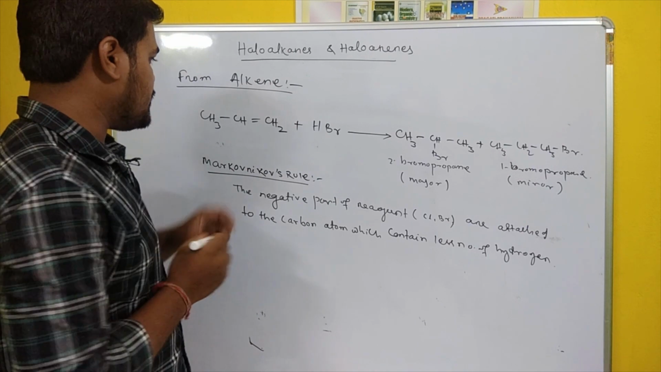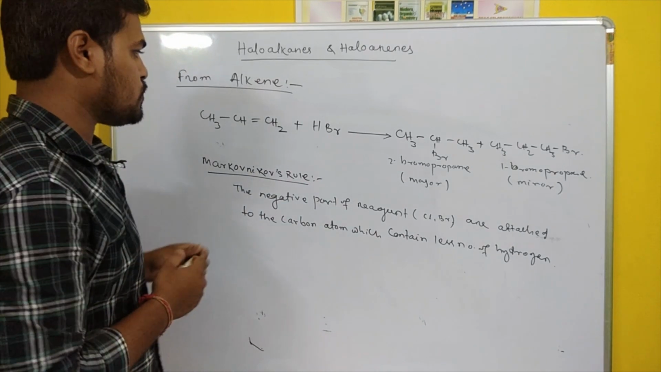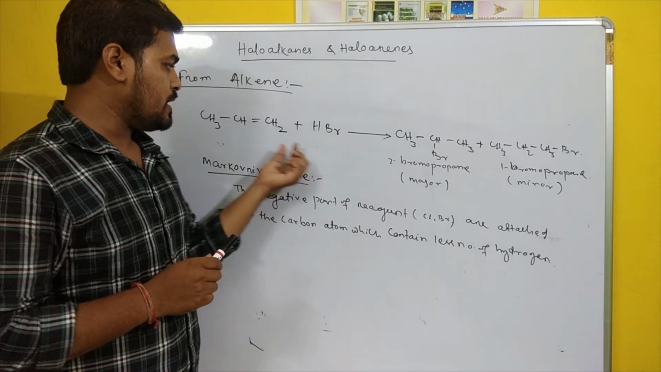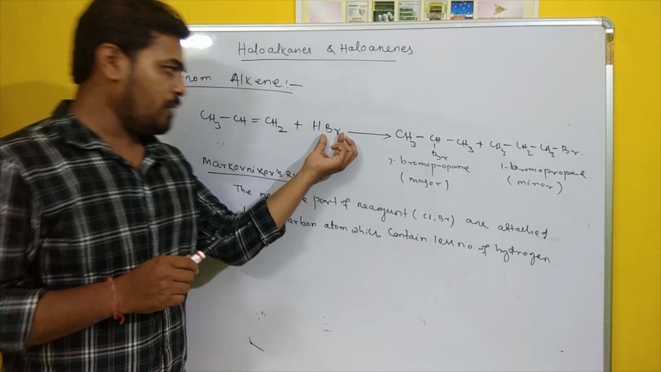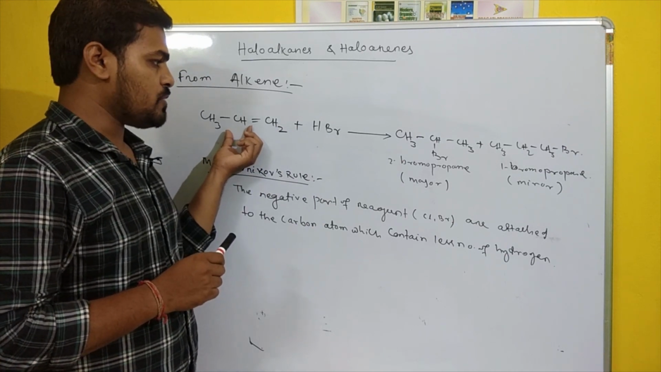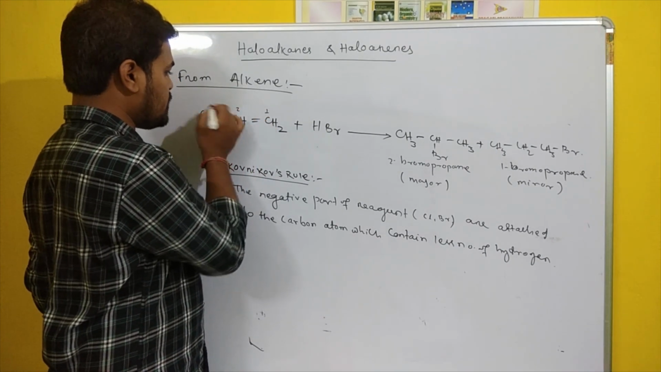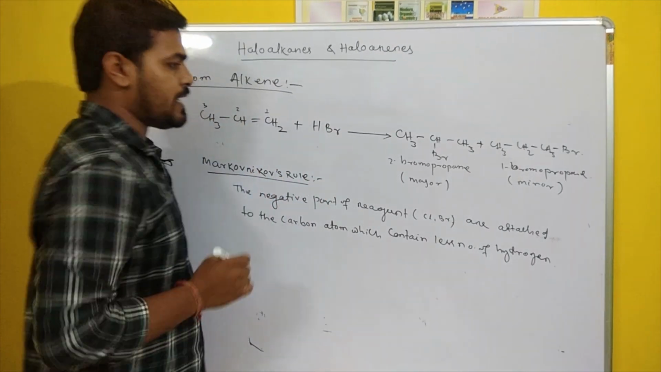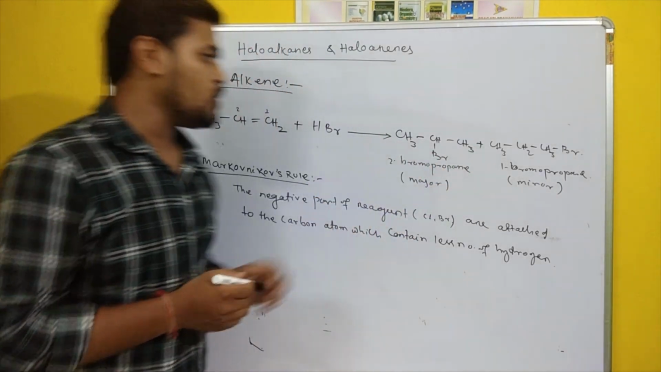If we consider this propene as our reactant and HBr as our reagent, HBr contains H and Br atoms. The H atom is attached to the carbon with more hydrogens, and the bromide ion is attached to the carbon which contains less number of hydrogen. That means this first carbon, this second carbon, this third carbon. So Br is attached to the second carbon. So that product is 2-bromopropane. So the major product is 2-bromopropane.